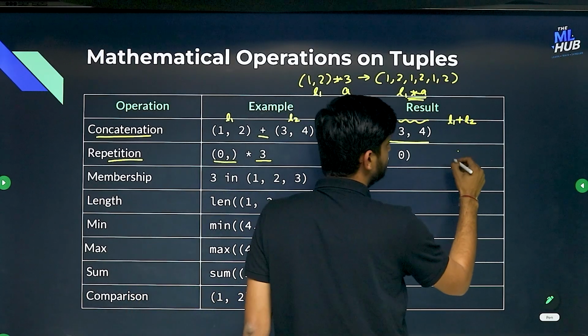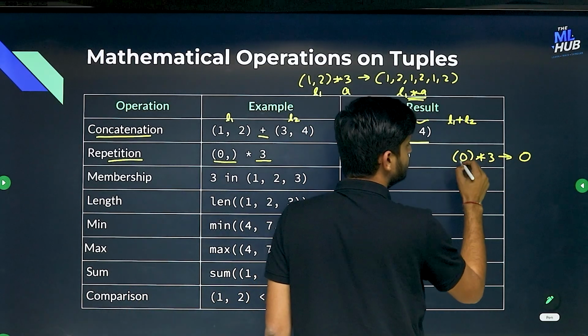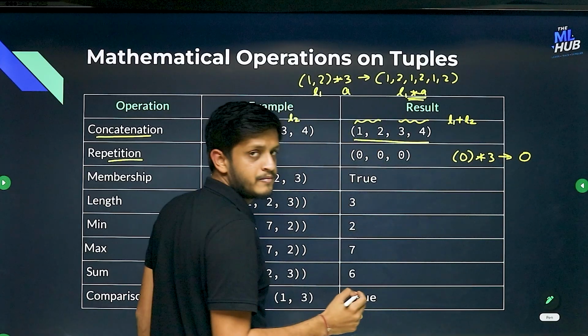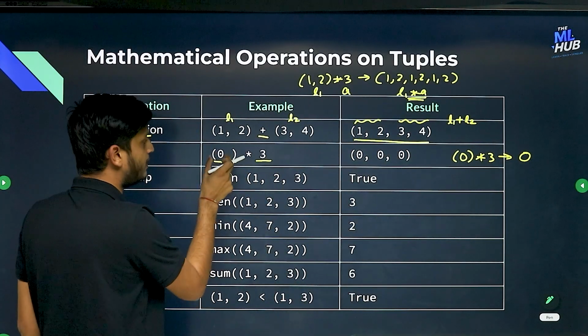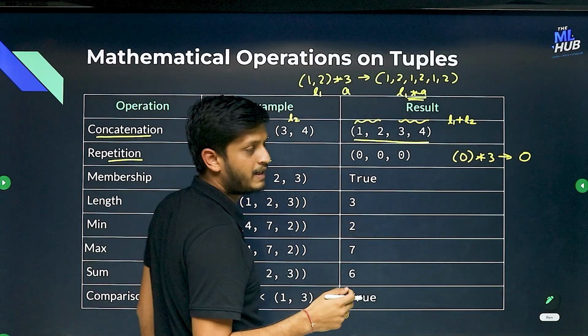Remember that if you do it this way, again if you forget the comma, this will give you the output as 0 only, because this is integer 0 into 3, which is 0. But if you do (0,) into 3, this is a tuple containing a single element. And if you do it into 3, you will get 0, 0, 0, 3 times.